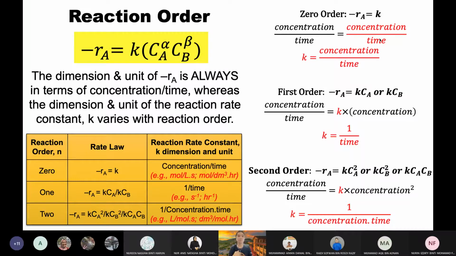Okay, I said it's going to be different for reaction order kan. So let us go to first order pula. Okay, so kalau first order, minus RA sekarang akan sama dengan either KCA or KCB. Okay, kita katakan kita tak sure. We don't know whether it's KCA or KCB, tapi kita tahu dia adalah first order.